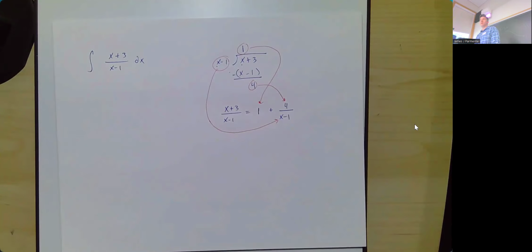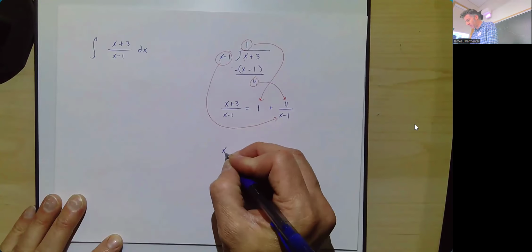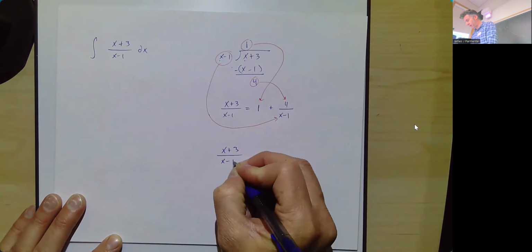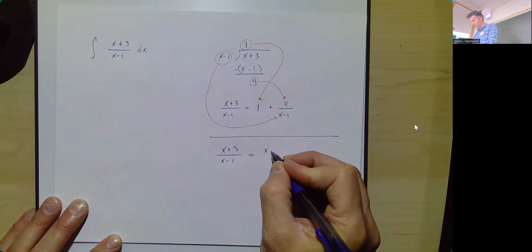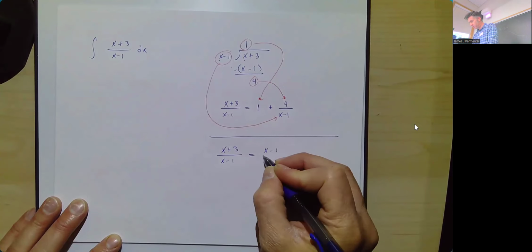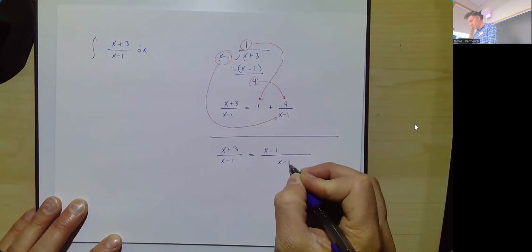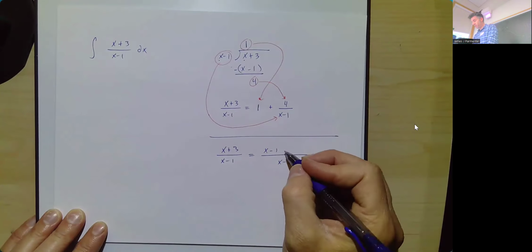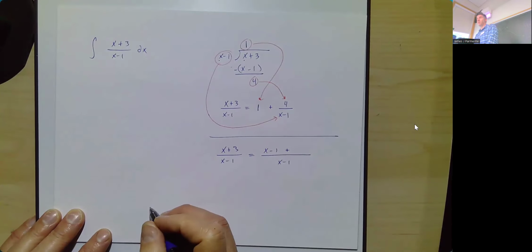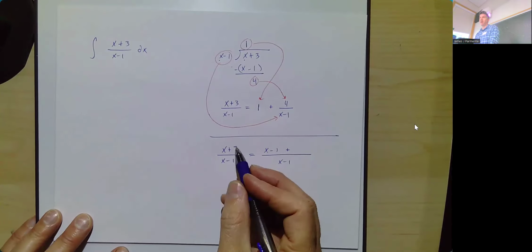Sometimes a trick that people like to use when they see that the denominator and the numerator have the same degree is they say, oh, I'm just going to make the top look like the bottom. Meaning, I'm going to say that's going to be x minus 1. But then what do I need to add on so that the top is still the same as it was before? x minus 1 plus what gets me back to x plus 3?